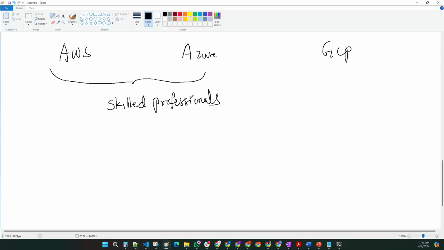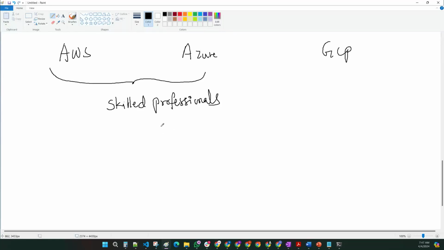Will advanced Java, advanced GCP be included in this 499, or does some other amount of money need to be submitted? That is different, guys. The advanced course will start after that. That is different. So skilled professionals are already available in AWS and Azure.